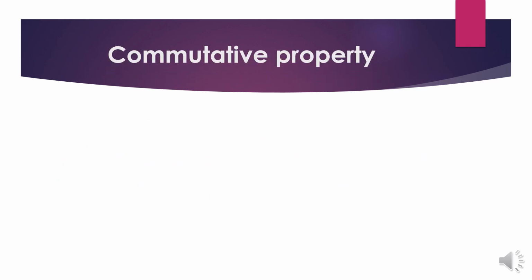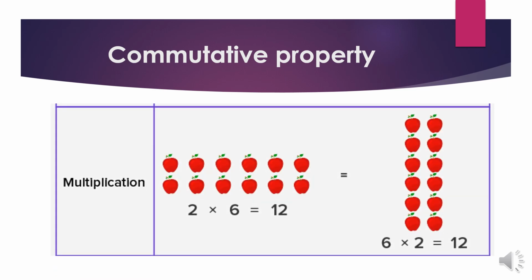let's check an example of commutative property. Let's say we have 2 times 6, so it's equal to 12. Now if we swap the numbers, if we swap 2 by 6 and 6 by 2, the new sentence will be 6 times 2. So 6 times 2 is also 12. That means by swapping the numbers, the answer will not be changed. So it is the mental strategy of commutative property.